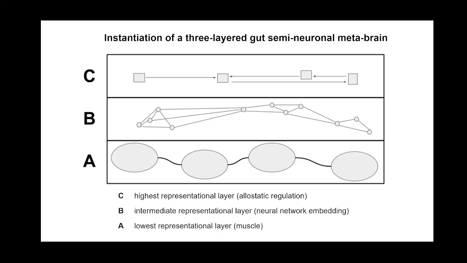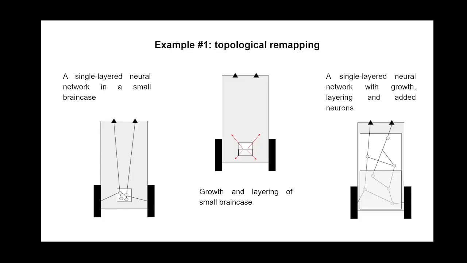The second level of representation is this intermediate layer of neural network. It's a neural network embedding, very similar to a graph neural network. This represents neuronal communication across the gut. And then C is the highest representational layer, and this is allostatic regulation. This is really about regulating the overall state of the system in different ways. We can combine these, and they communicate with one another in a bottom-up and top-down fashion. And we can mimic the behavior of a gut, theoretically, or we can mimic the geometry of an organism and its gut.